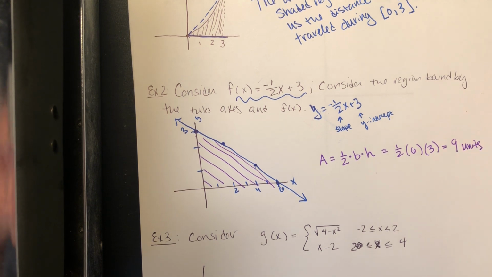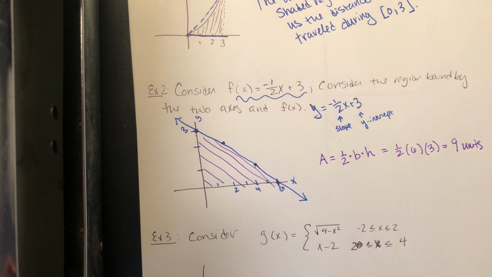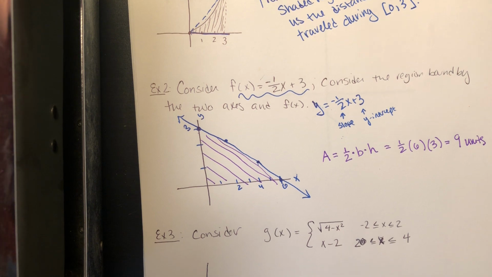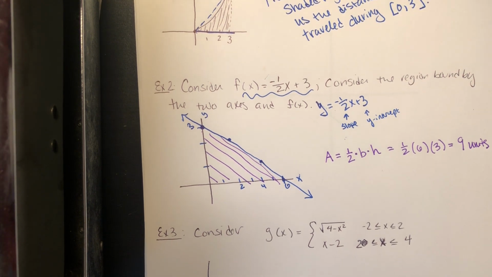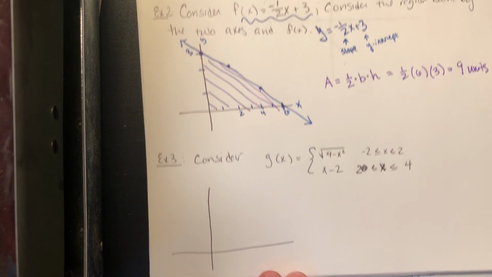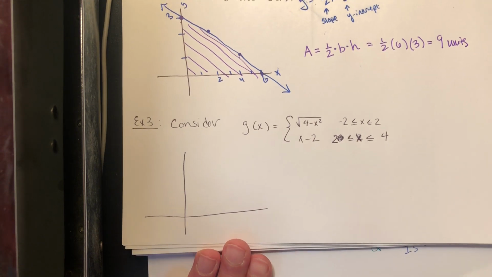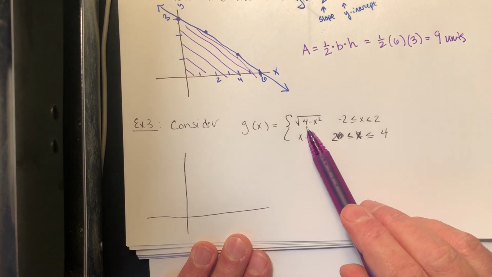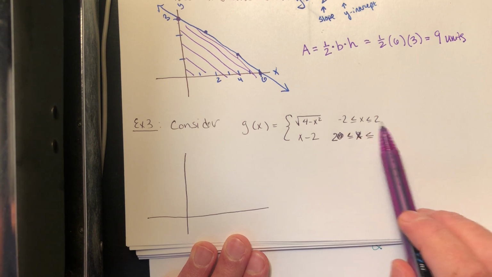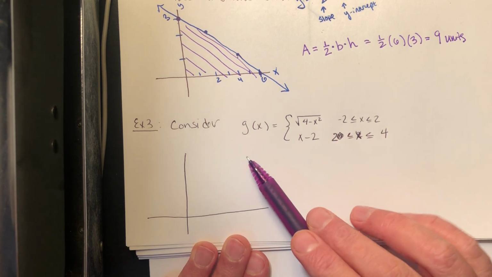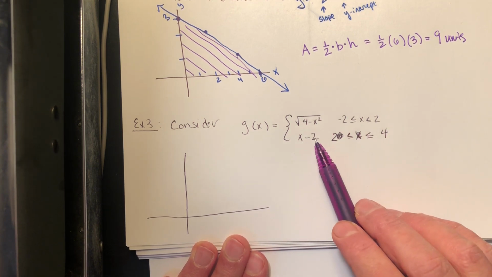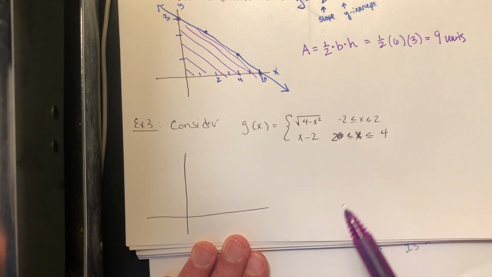Okay, so this we could actually just compute because that straight line gave us a shape that we have an area formula for already. Let's look at another example. This time we're going to look at the function g of x, this piecewise function here: square root of 4 minus x squared for x values between -2 and 2, and g of x is the linear function x minus 2 for x values between 2 and 4. And again, we're going to try to find the area between the curve and the x-axis.